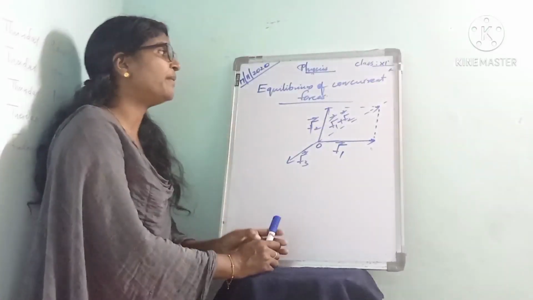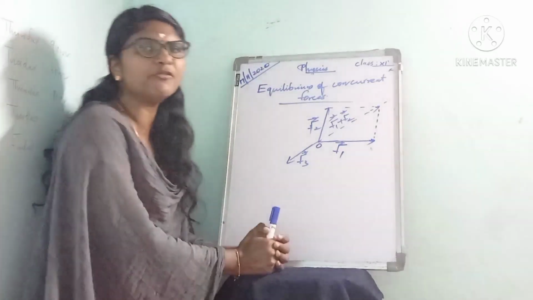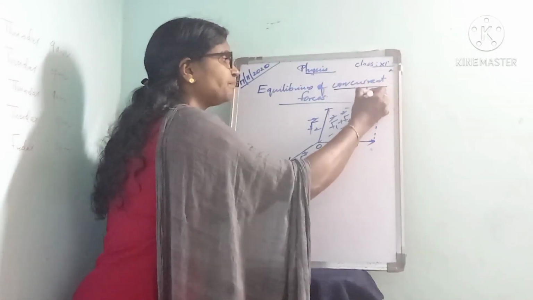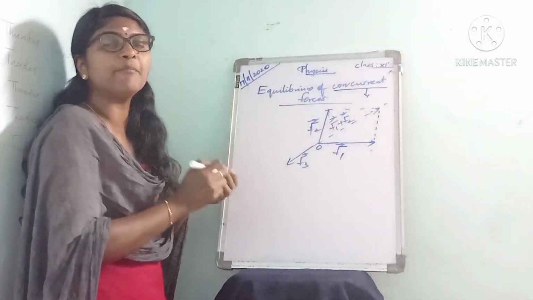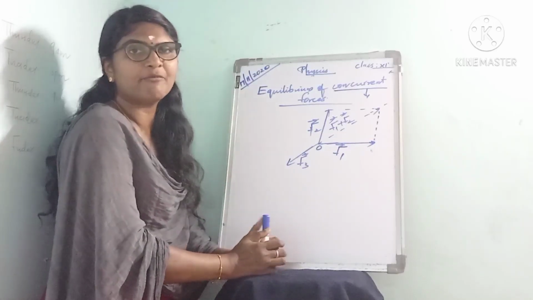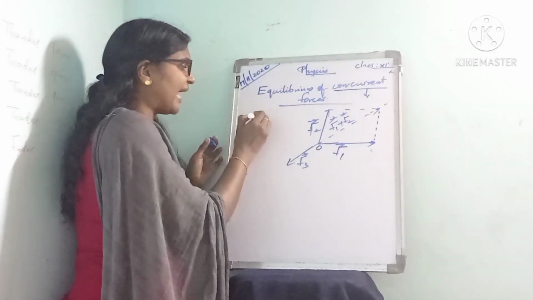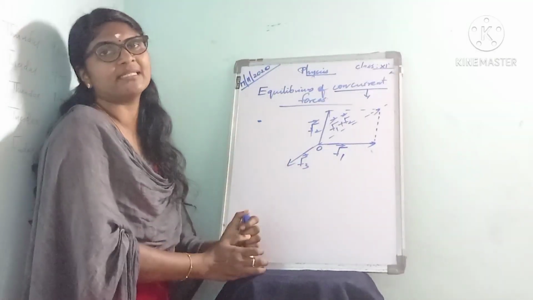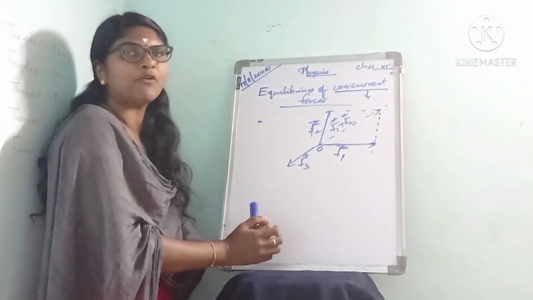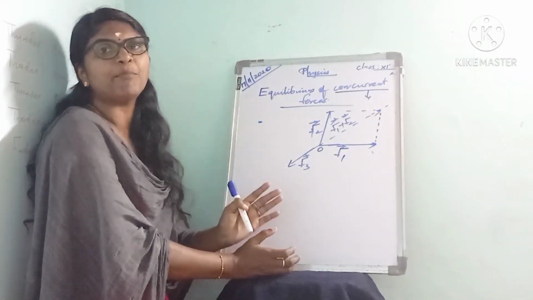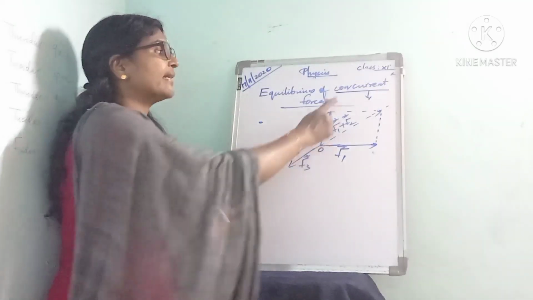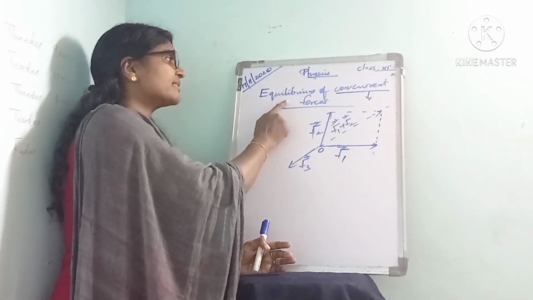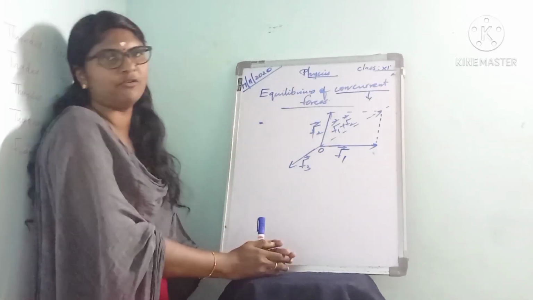Okay. Next, about equilibrium of concurrent forces. Then what do you mean by concurrent forces? The forces acting at the same point of a body are called concurrent forces. If all the forces are acting at the same point on a body, they are said to be concurrent forces. Okay, and next we have to discuss the equilibrium of concurrent forces.